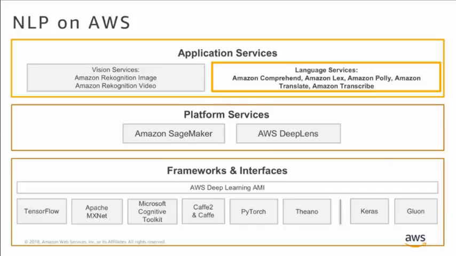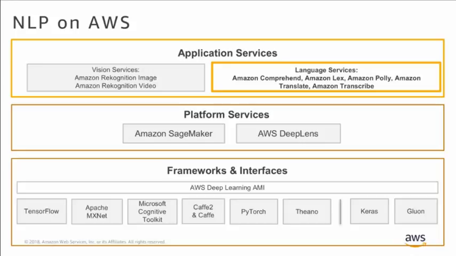We have quite a few services that we can use to enhance this application. AWS has over 100 services, so let's see how we can categorize these services to help us get a handle around this. I look at this picture and I see three layers. The bottom layer is about frameworks and interfaces. The middle layer is platform services, and the top layer is application services.